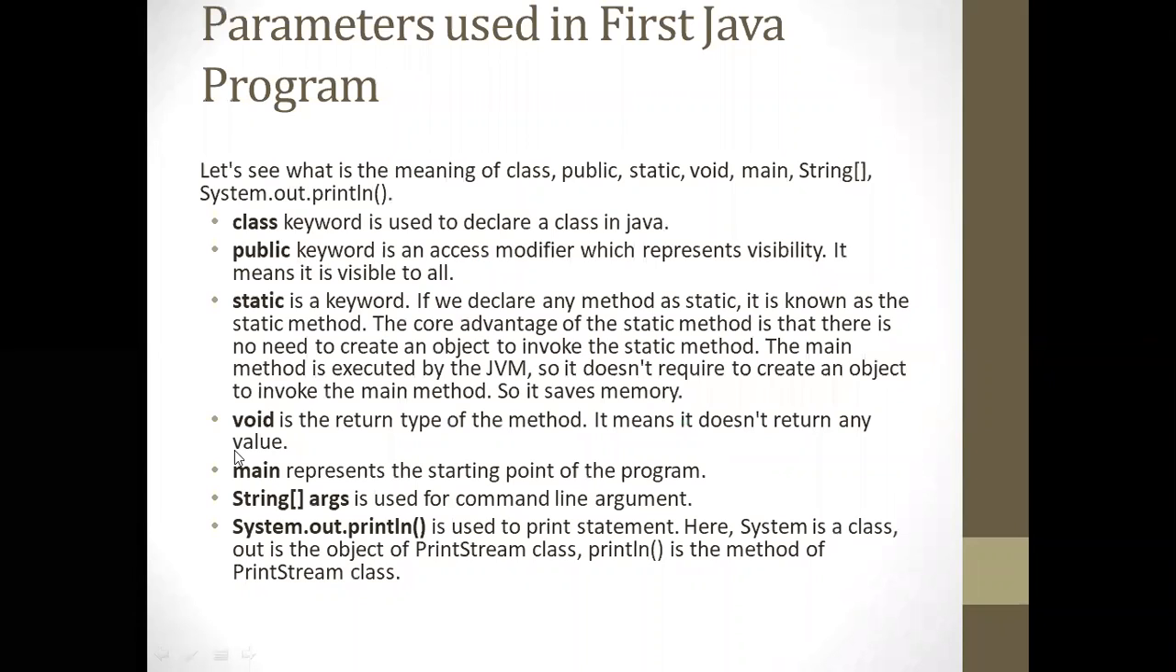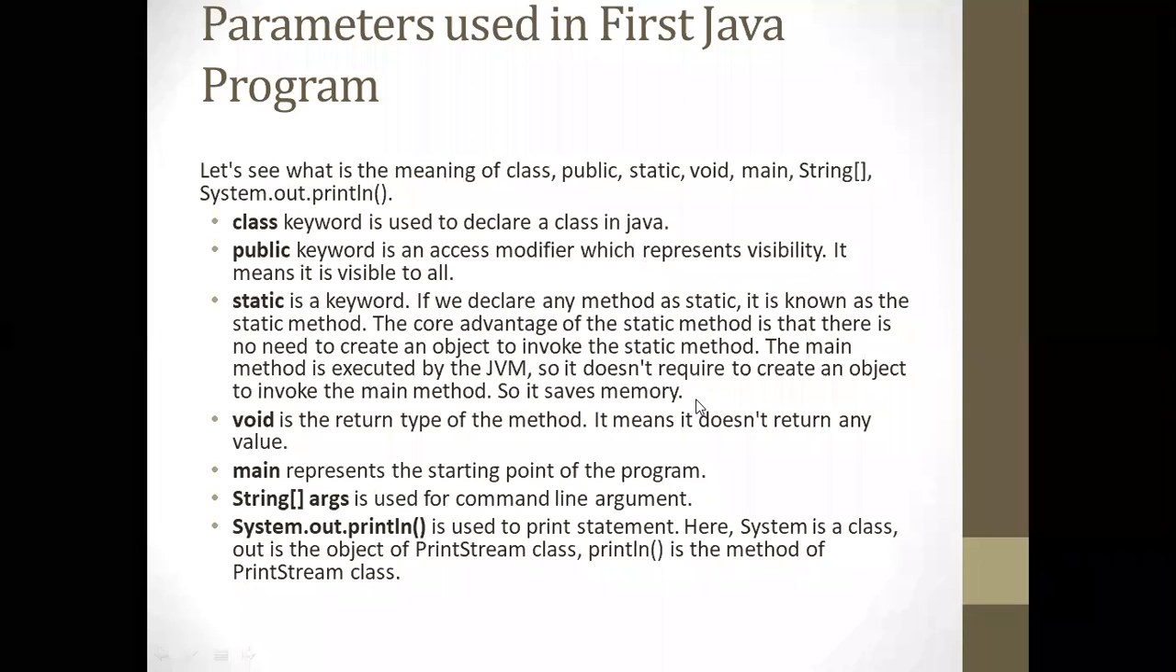Fine. Now next, the class keyword is used to declare a class in Java. Public is an access modifier that represents the visibility. Static: if we declare any method as static, it is a static method. The main method is executed in Java by the JVM, so the public static void main will be executed by that JVM, but it doesn't require any object to invoke that main method.